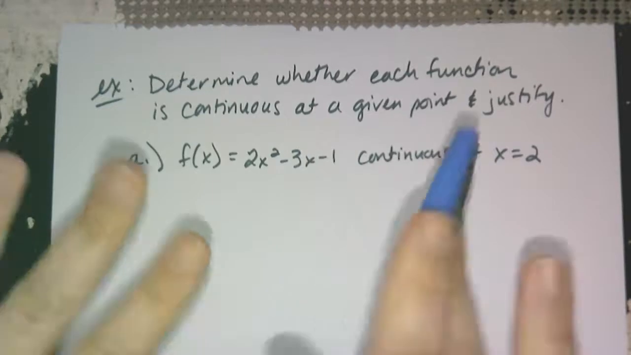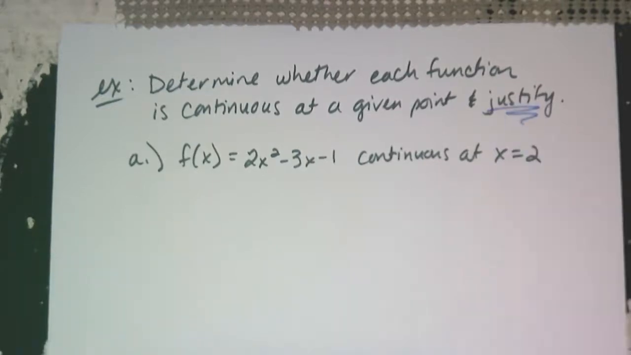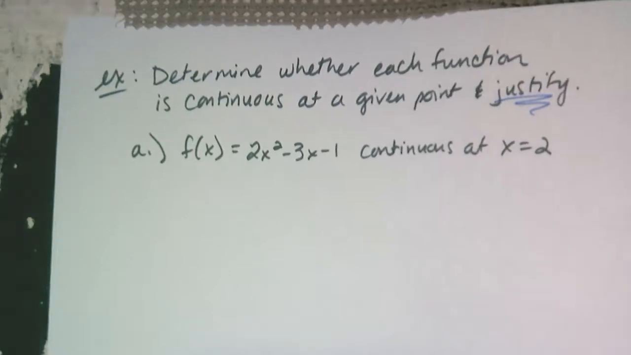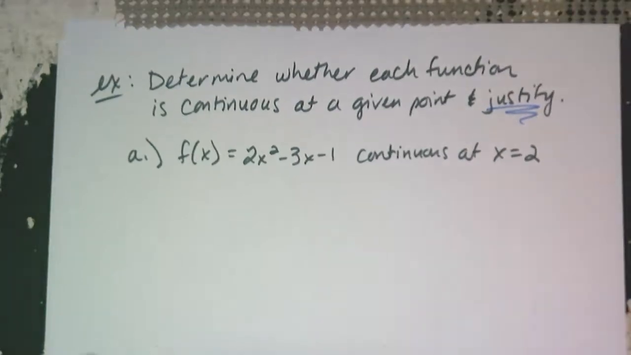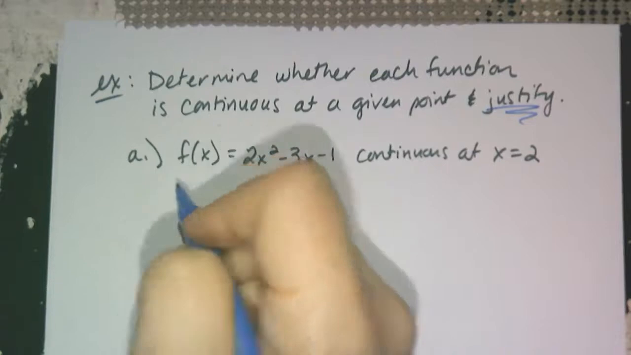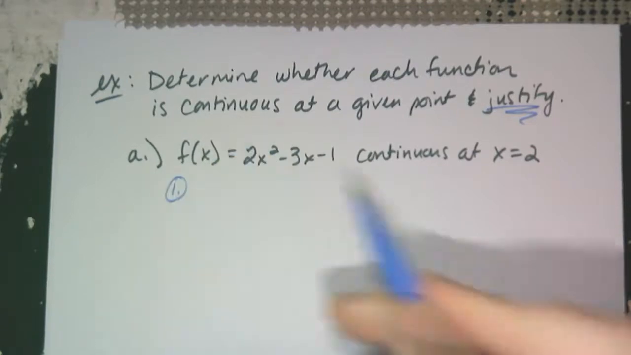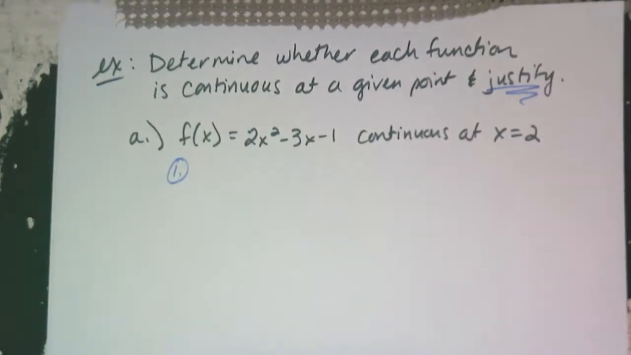So we have to justify. This is the fun part of tonight, which is like doing proofs back in geometry, but it's not that bad, okay? Can we just say that quadratics are always continuous? No, we have to go through each 3-step. Fun. Okay, so step number 1 for test 1 of the continuity test.